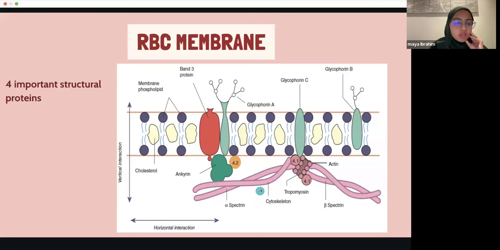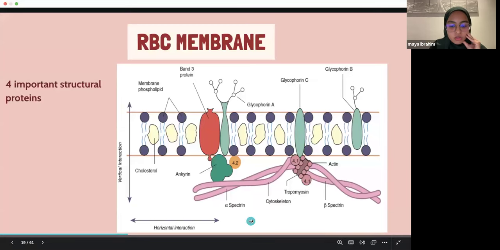So what do we need to know about this? The RBC membrane, as we said before, is very important because we need to maintain its deformability, and we need to make sure that it maintains its shape so it can carry out its function very efficiently. So we have the vertical interaction and the horizontal interaction.